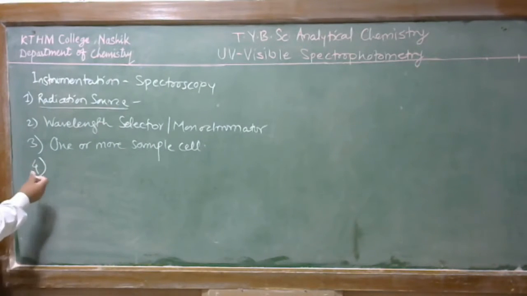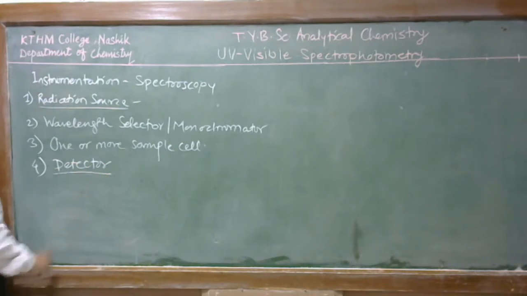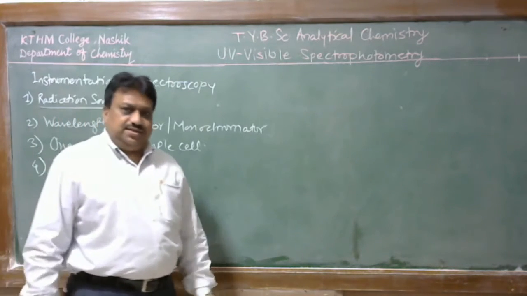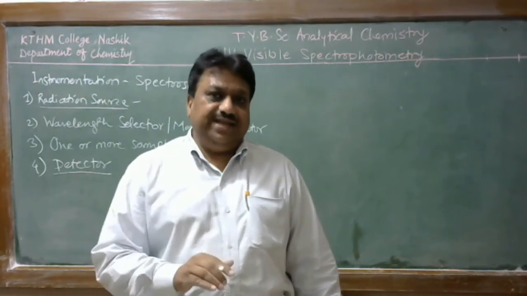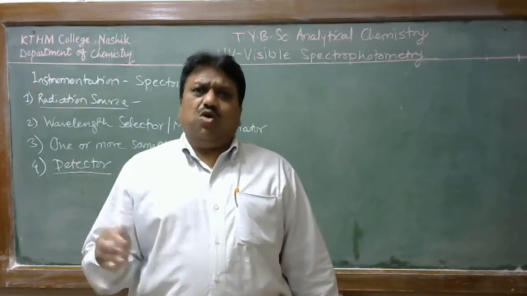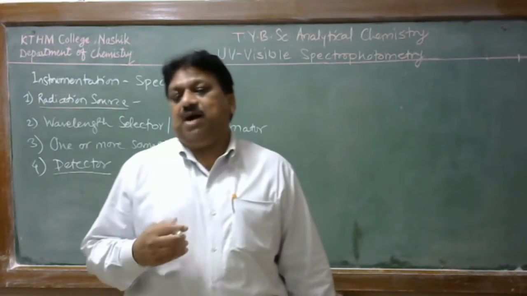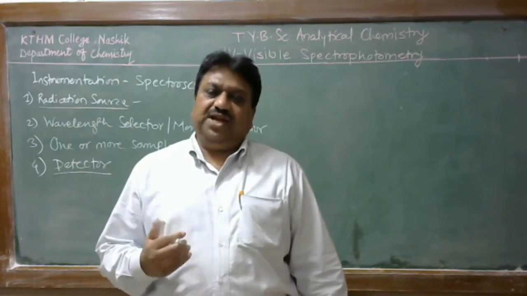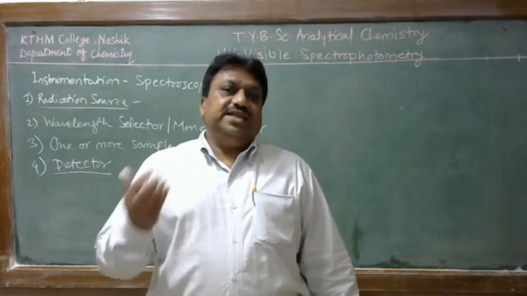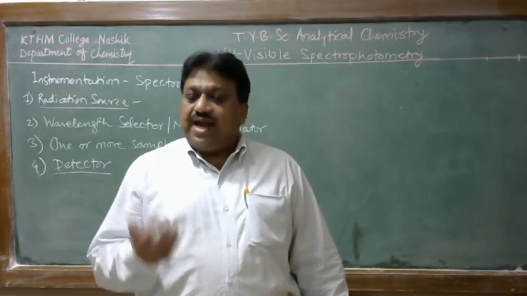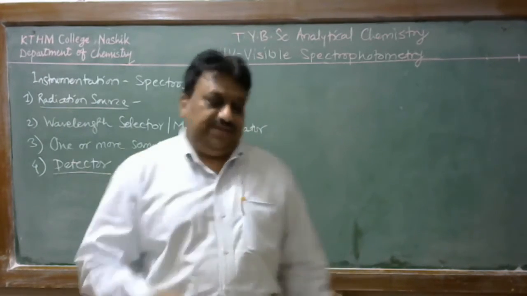The next component, which converts radiant energy into electrical energy, is called the detector. In spectroscopy we are measuring the decrease in radiant power, or the radiant power of a specific wavelength. Therefore, we have to detect this radiant power using some device, and the device used for this purpose is a detector. The detector converts radiant energy into electrical energy and that signal feeds to the recorder.